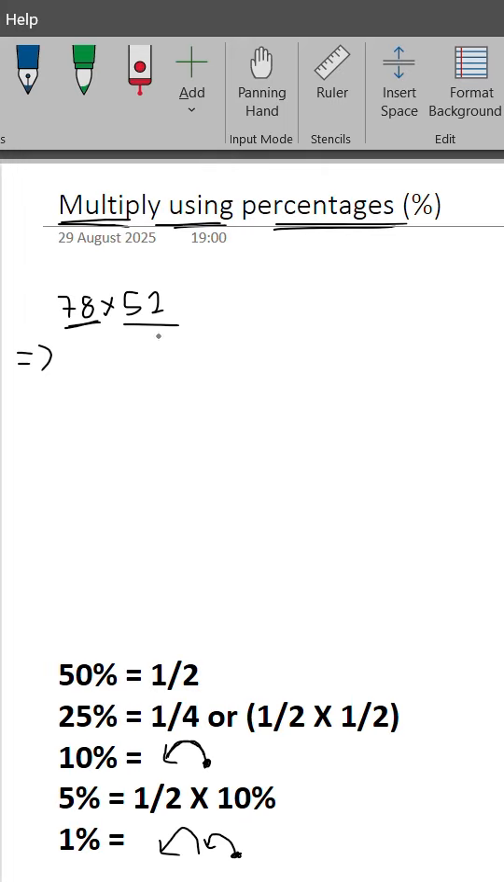So to do that, we'll also break down this percentage into smaller parts. So for example, 52 can be broken down into 50%, plus 1%, plus 1%. So these are the parts that we will use: 50%, 25%, 10%, 5%, and 1%. So first of all, let's break this down into the parts. So 78.